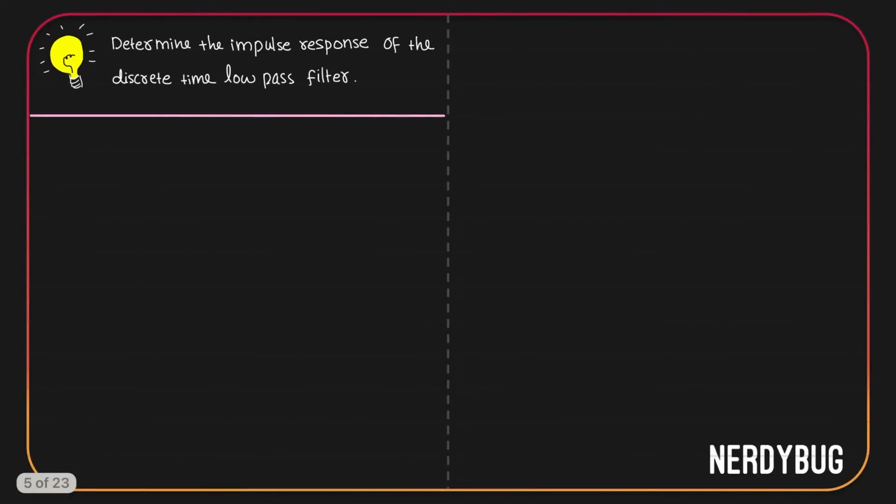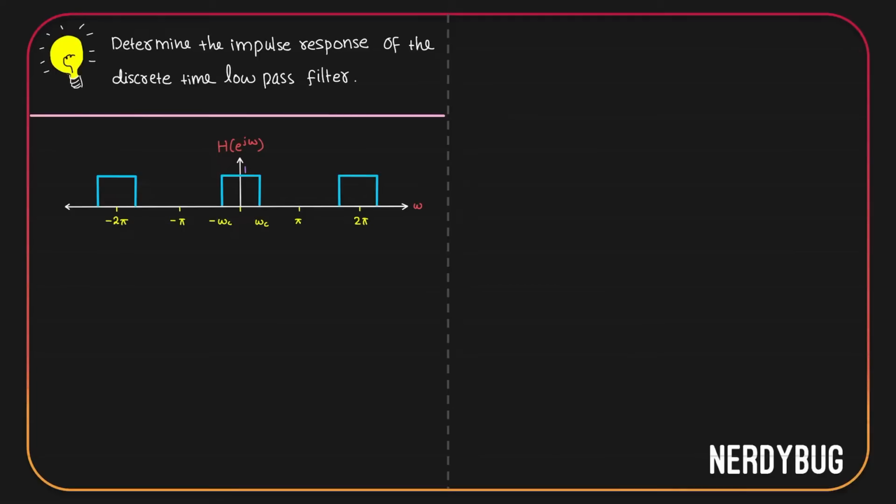Let us solve another question. Here we have to determine the impulse response of the discrete time low pass filter. For that, let me take the frequency spectrum of a discrete time low pass filter whose cutoff frequency is omega c. So from minus omega c to omega c, the gain is 1. And since this is a discrete time low pass filter, the Fourier transform keeps repeating at every integer multiple of 2 pi. What we have to find is the impulse response.